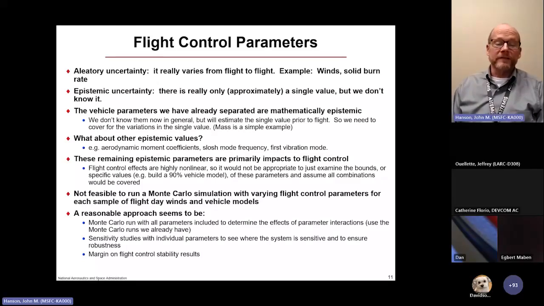And so you can see that is telling you that in general you are pretty well handling that from a flight control standpoint. You can also do sensitivity studies with the individual parameters to see where the system might be sensitive and to ensure that it's robust. And then separately, you're doing flight control stability analysis, and you can have margin on your flight control stability to help cover for that.